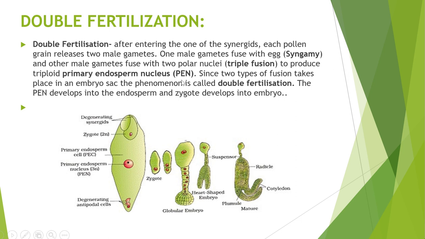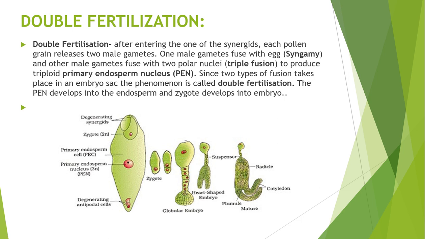And as this involves the fusion of three haploid nuclei, it is termed as the triple fusion. उसे ट्रिपल फ्यूजन भी कहा जाता है. एंड सिंस द टू टाइप्स ऑफ फ्यूजन्स आर देयर, फर्स्ट इज द सिंगैमी एंड सेकंड इज द ट्रिपल फ्यूजन, एंड दैट टेक्स प्लेस इन एन एम्ब्रायो सैक, एंड द फिनोमिना इज नोन एज द कंप्लीट डबल फर्टिलाइजेशन. ओके, यहाँ इस पिक्चर में आप देख सकते हैं कि क्या है.